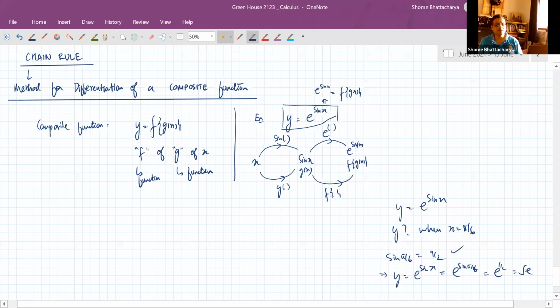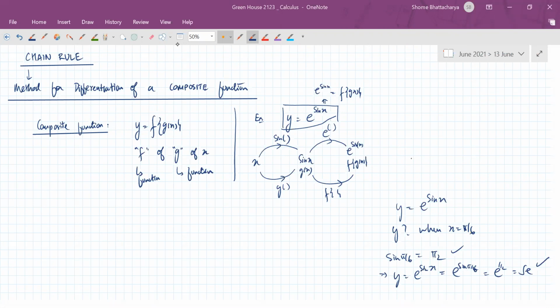So I'm doing two operations. First I'm calculating sin pi by 6, and then I'm putting e to the power of that, which is half. So finally the value of y is coming as root e. So whenever we have a function where you have to do two operations, one on top of the other, that kind of function is called a composite function. So first note down this definition of composite function and understand this example of it. Then we will see that once you're clear about how to recognize that a function is composite or not, you will see that chain rule is a very logical and simple method of differentiating such a function.